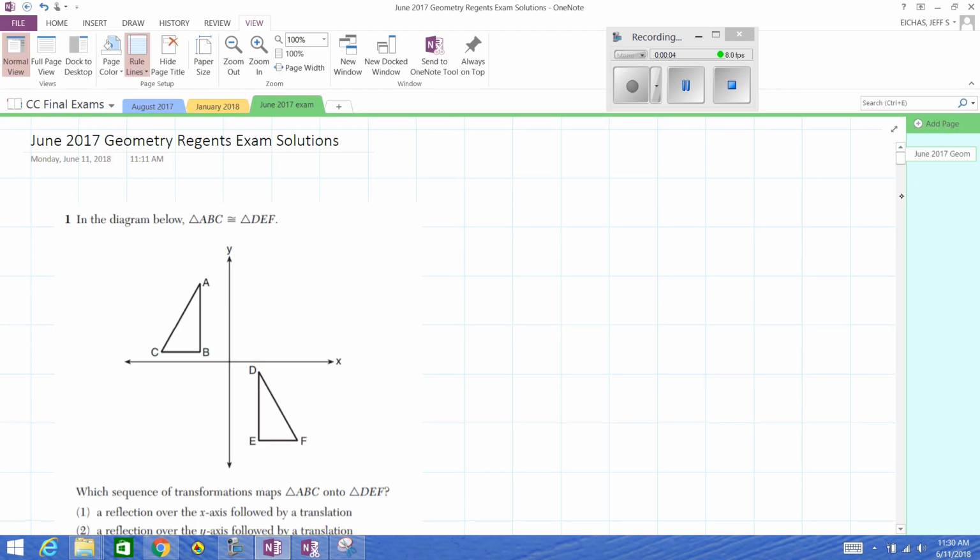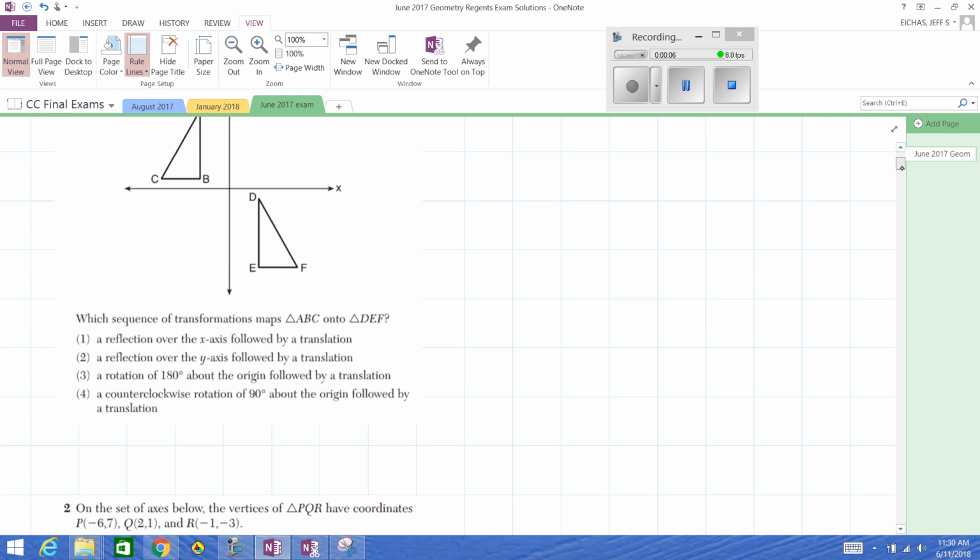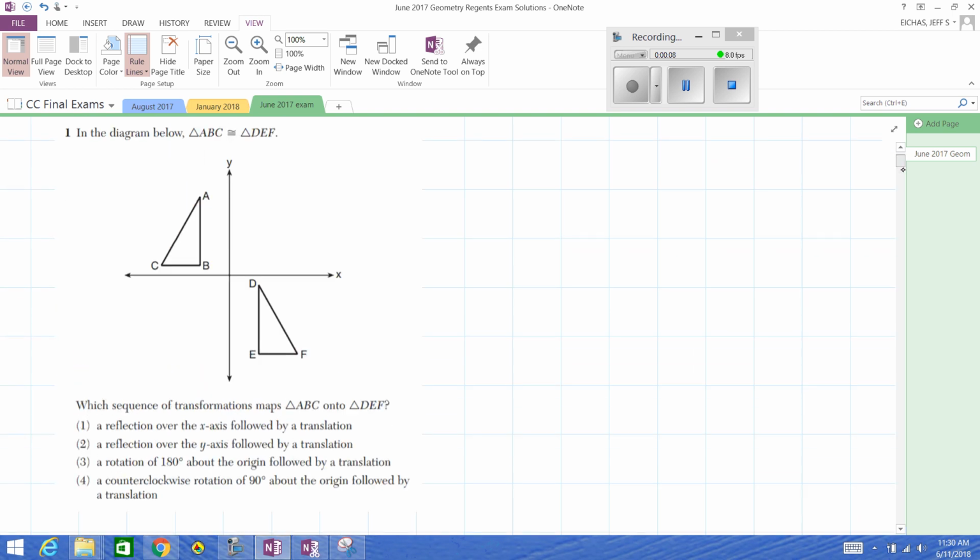This is the June 2017 Regents exam. Right, so number one, they're giving us the congruent statement and they're asking for the sequence of transformations. Okay, good. The first thing I typically check with this is to decide if there's a line reflection going on. And it looks like there is.